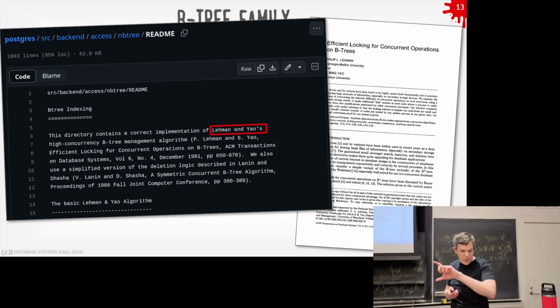So I'll try to be very careful, and I'll make a distinction between what a B+Tree is versus what a B-tree is. But going forward, when a database system says they have a B-tree, 99.9% of the time they really have a B+Tree.